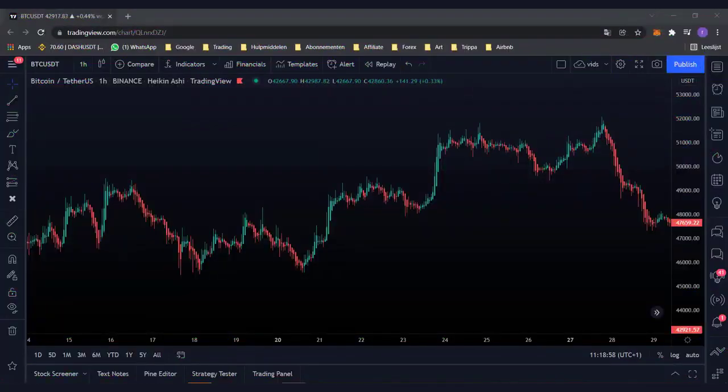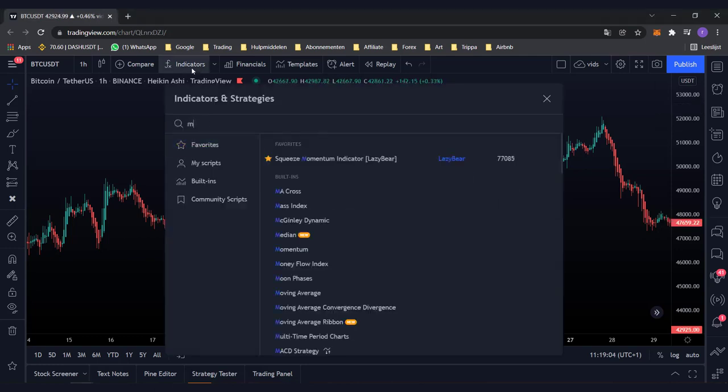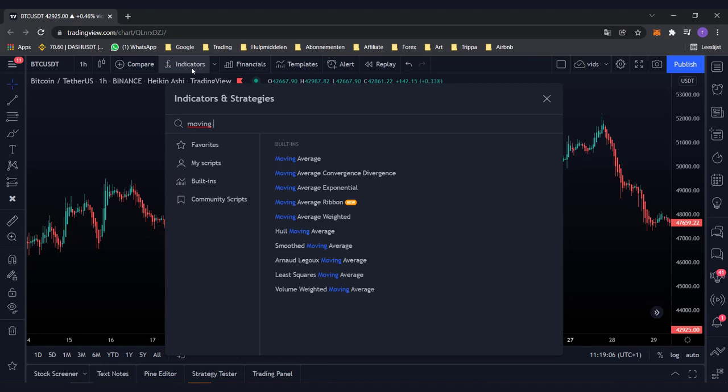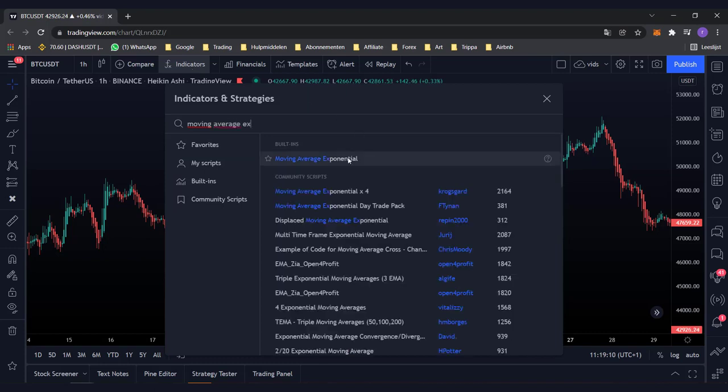First, I fully explain the strategy to you, after which I will backtest it live so that you can see that this strategy actually works. Before we start, we add two indicators to the chart. This is the moving average exponential and the volume indicator.